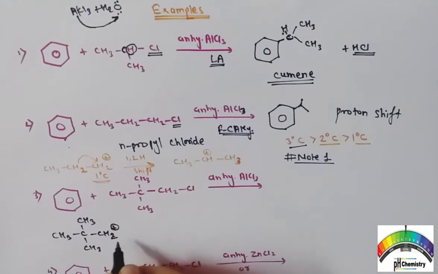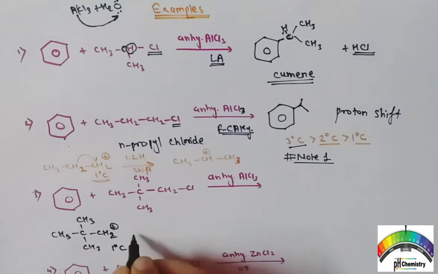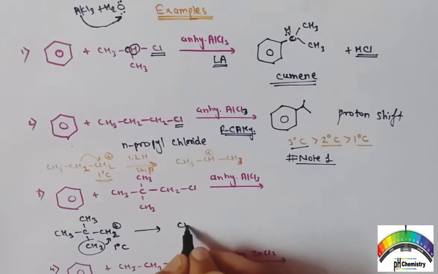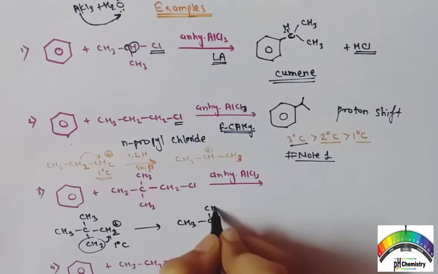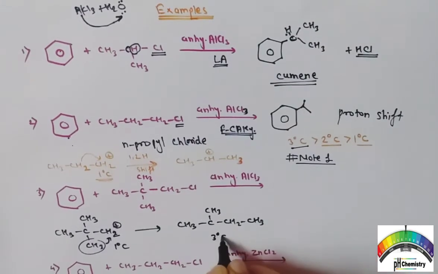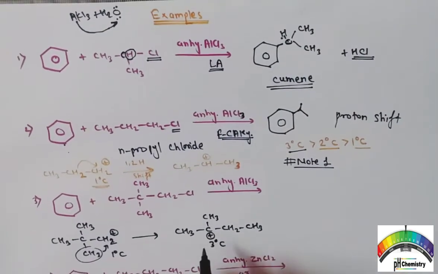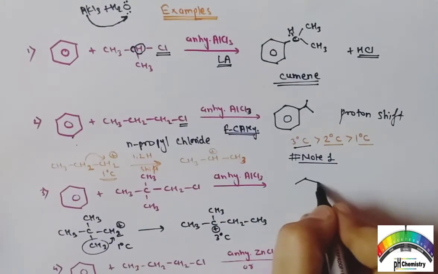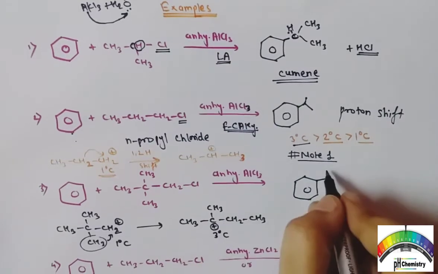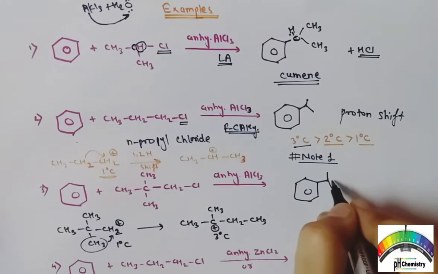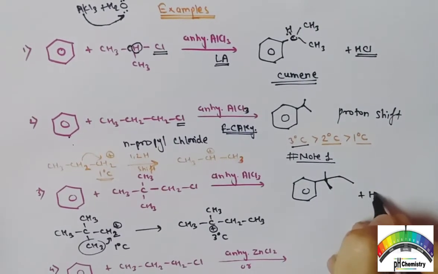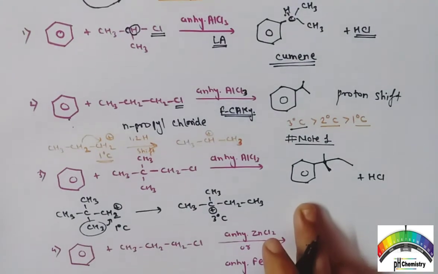The carbocation formed is like this. This is the primary carbocation. Now this CH3 will shift here and the carbocation will rearrange to a tertiary carbocation. This is the tertiary carbocation. Now this tertiary carbocation will attack on the benzene ring. So the product is this carbon attached to CH3, which is attached to a second CH3, CH2, CH3. The product is this plus HCl. Okay, this is the product.